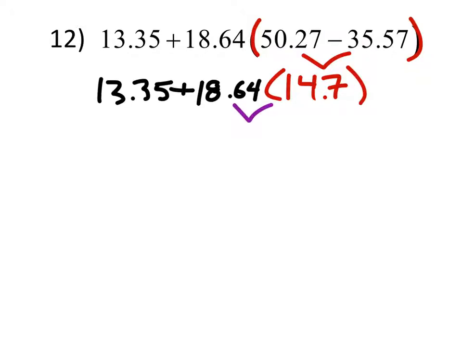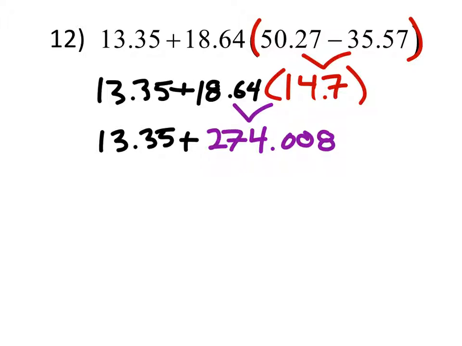Number 12 is nice. There's no exponents, but there is parentheses that we can evaluate. We got 50.27 minus 35.57. So the 7s will cancel out. That leaves us with 14.7. Next, I'll multiply 18.64 by 14.7, which gives me 274.008. Now again, the idea is to resist the urge to add these two numbers first, okay?